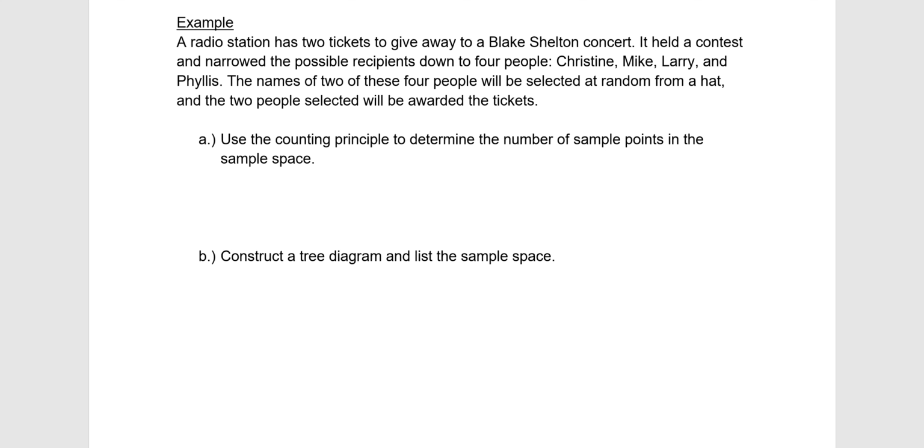So let's use the counting principle to determine the number of sample points in the sample space. For the first one, we have 4 total people: Christine, Mike, Larry, and Phyllis. So we have 4 options for the first one, and we're going to multiply that by the number of options for the second one. Since we already took a name out of the hat, we have 3 options left for the second person. So 4 times 3 gives us a total of 12. So it's 12 sample points in the sample space.